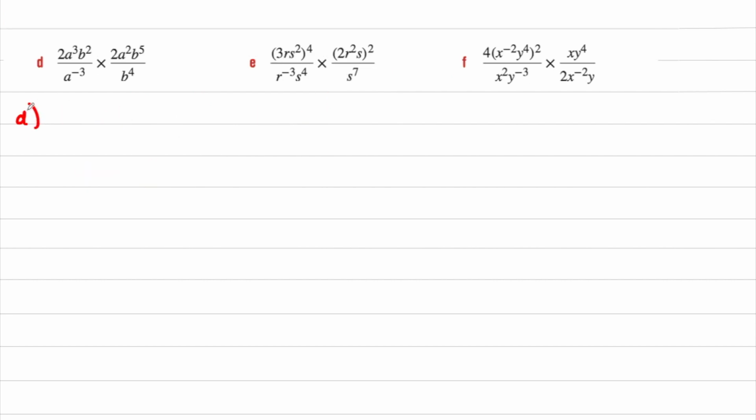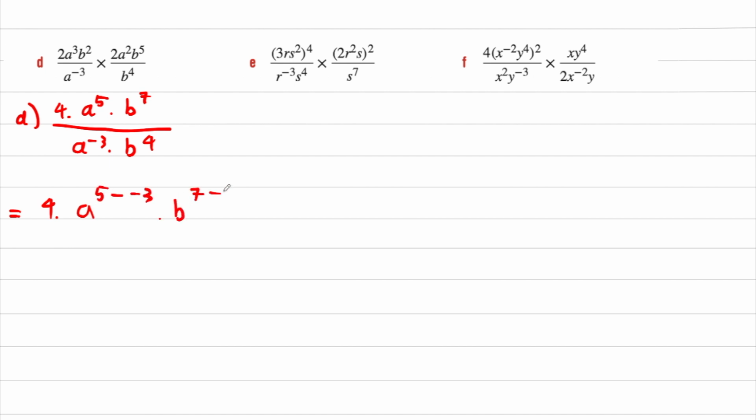I will simplify the numerator first. 2 times 2, you've got 4. a cubed, a squared, you've got a to the power of 5. b to the power of 7 here. And then you've got a to the power of minus 3 in the denominator, b to the power of 4 in the denominator. a to the power of 5 minus minus 3, and b to the power of 7 minus 4. And you've got a to the power of 8 and b to the power of 3.